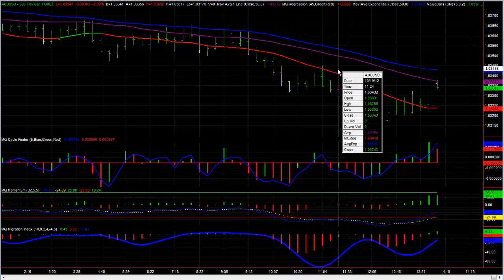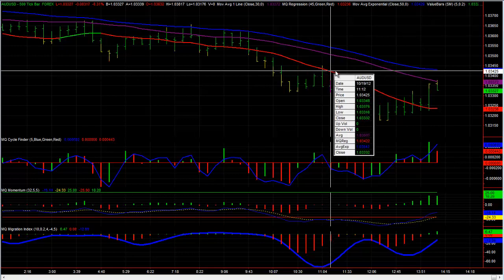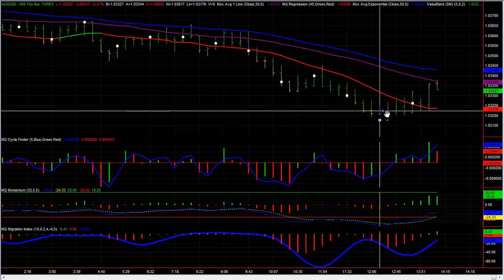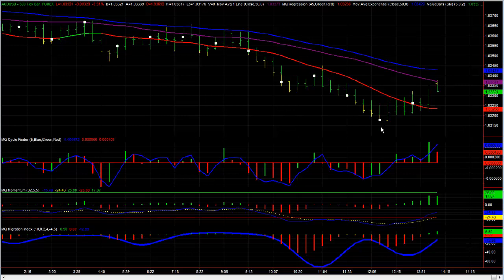We entered into a position here about halfway through the day at this moderately overvalued price bar and then closed it down here near the bottom. We didn't catch the exact bottom, but that's alright. Still a very profitable trade.